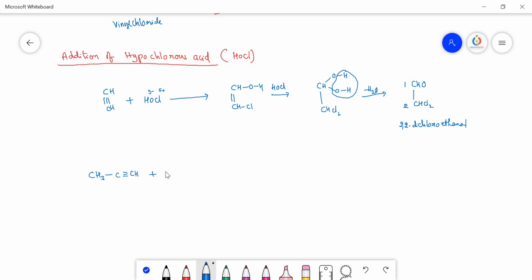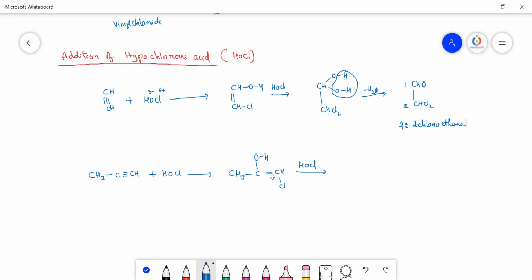CH3 C triple bond CH plus HOCl. So where to add the OH part, where to add the chlorine? Chlorine, being the positively charged one, goes and adds to the unsaturated carbon with the greater number of hydrogens. So that we get CH3, COH, double bond CHCl, and here you can add one more molecule, or you can go directly for tautomerism also.